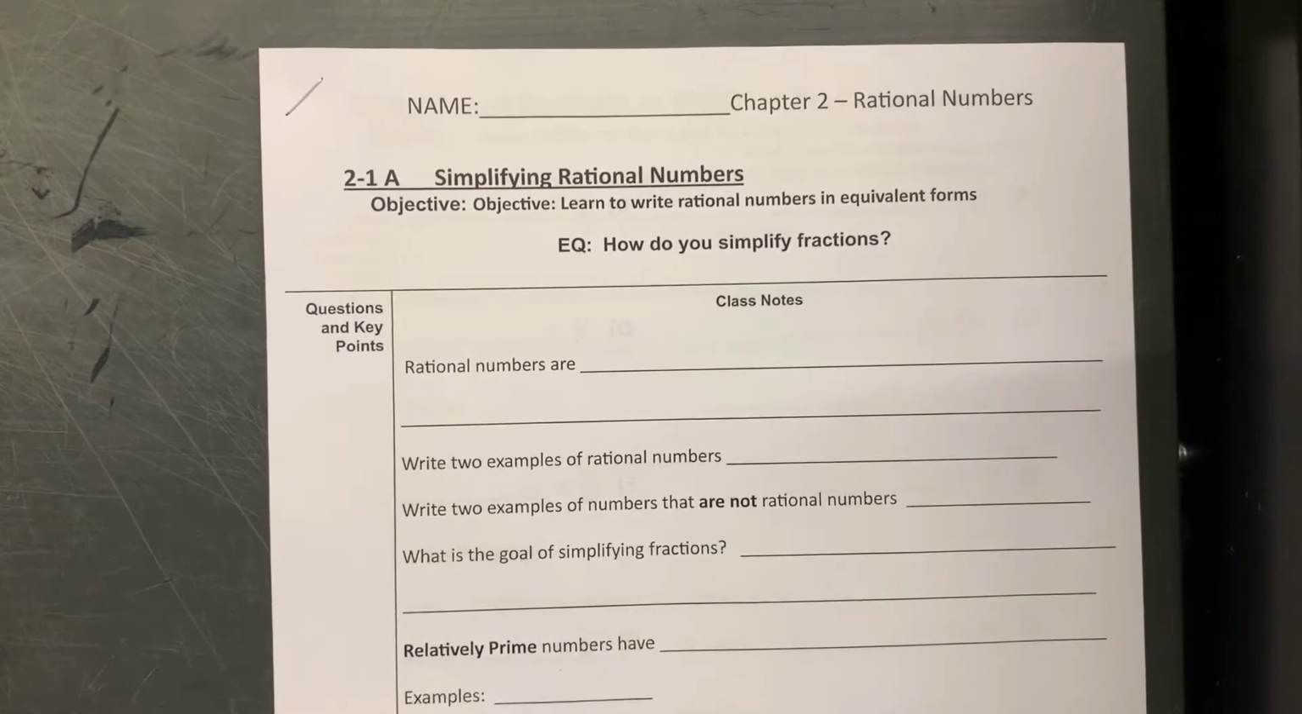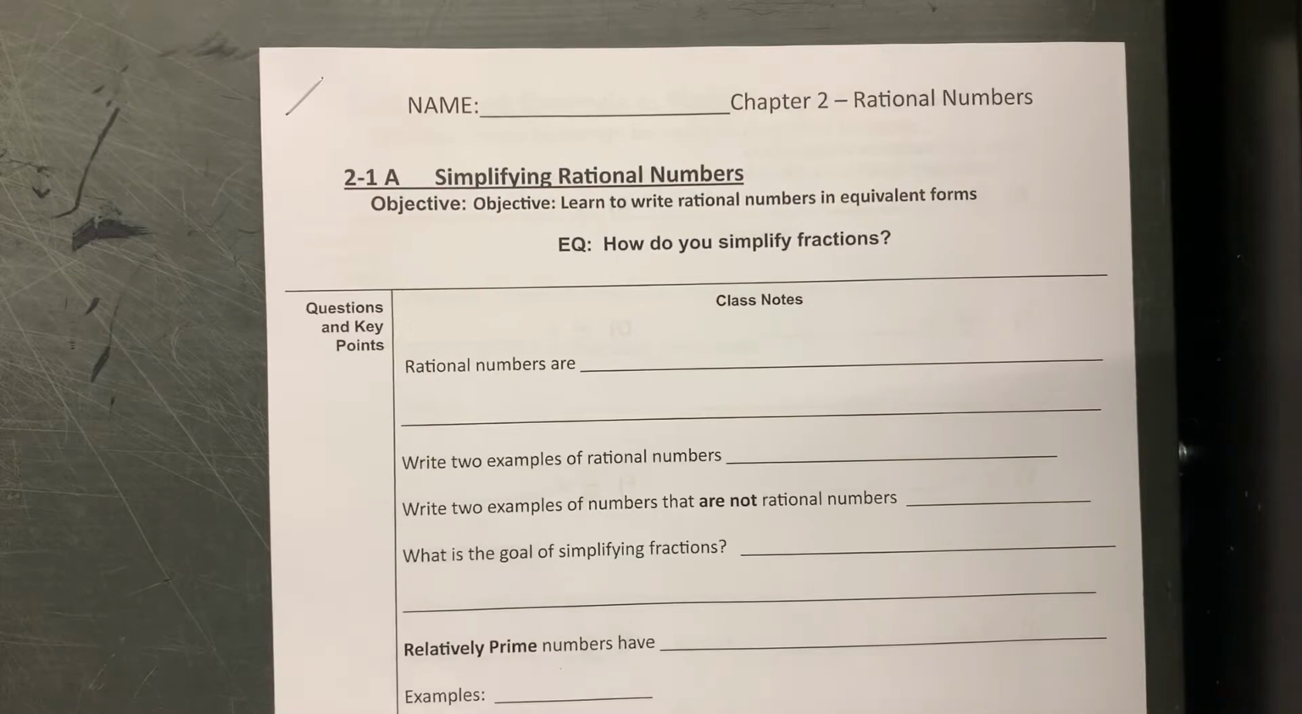This is Chapter 2-1A, Simplifying Rational Numbers. Pretty straightforward today. You may have done this in the past, and that's okay.